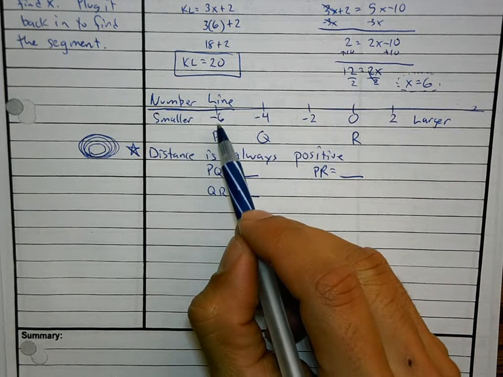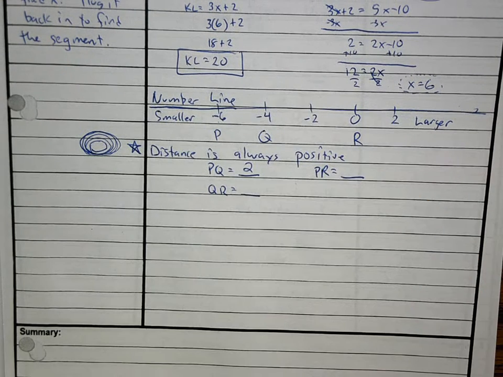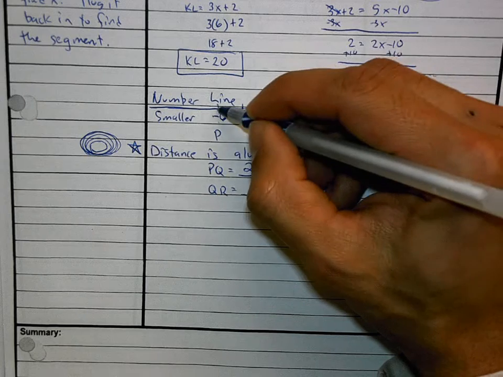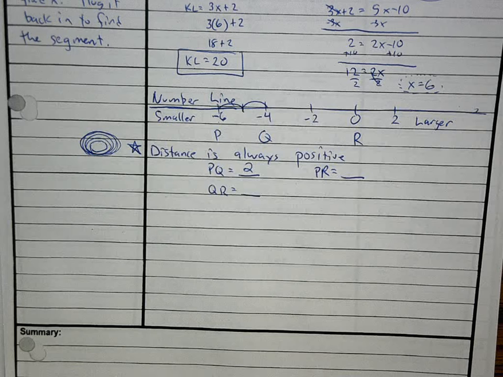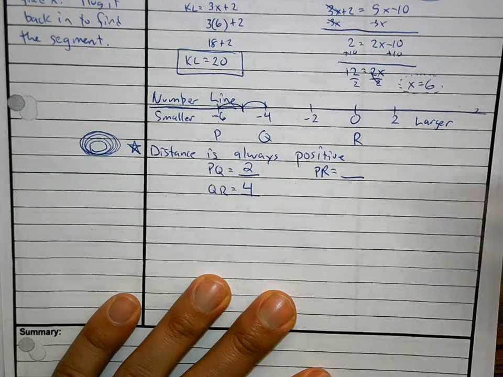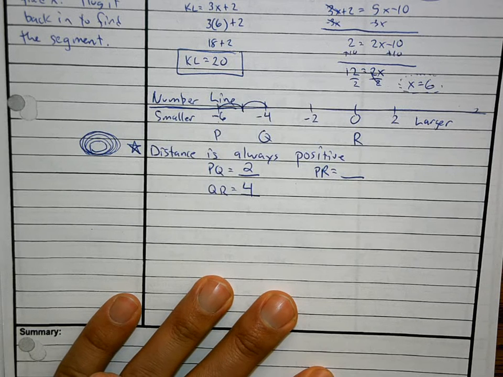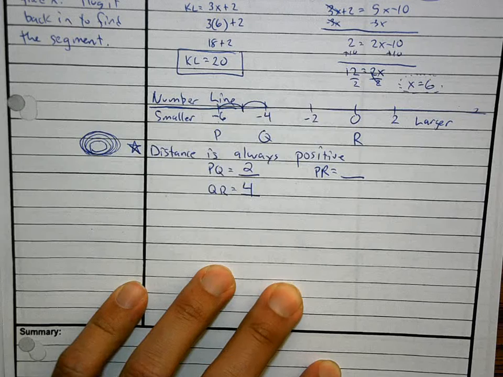PQ, how far is it from -6 to -4? 2. That's the answer. Now, some of you might be making this more complicated. Why isn't it -10? Because you don't add the 2 numbers together. We want to know how far is it from here to here. It's 1, 2 spots. That's what it is. It's always positive. What about QR? How far is it from Q to R? 4. And how far is it from P to R? 6.